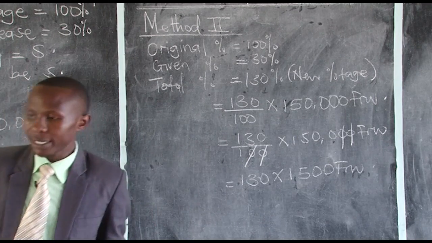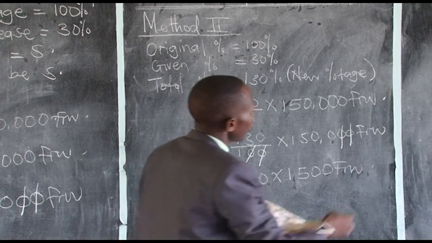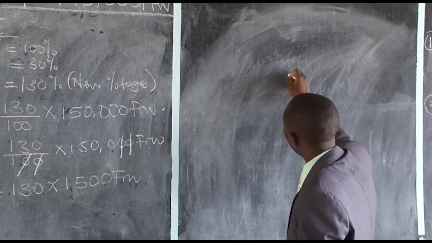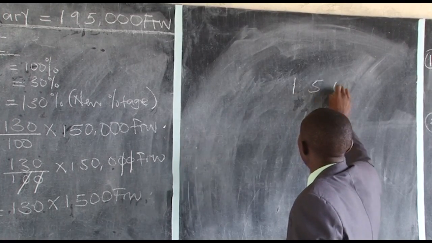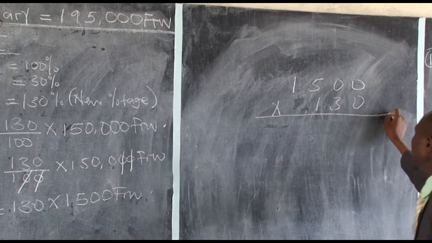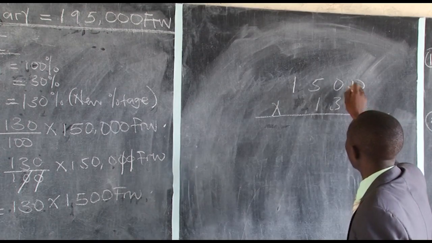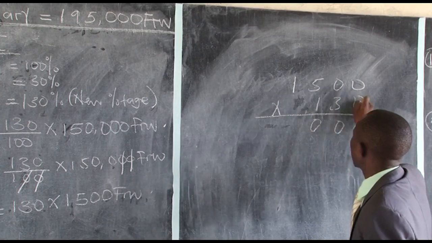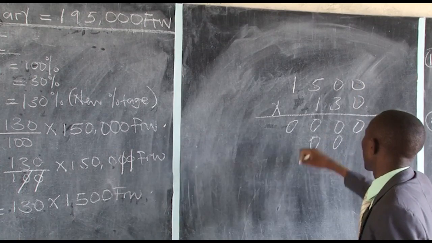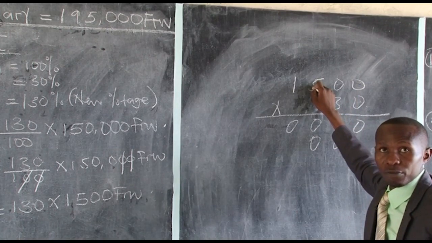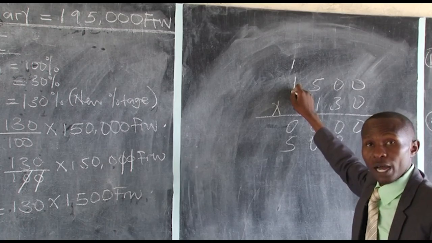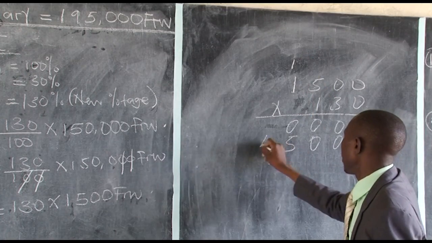I'll go and work out my side work from somewhere else. I'll say rough work or side work. This is not part of this. I'll get my 130, 1,500 times 130. This is 0 times 0, 0. 3 times 0, 0. 3 times 0, 0. 3 times 5, 15. We shall write 5, 1 here. 3 times 1, 3, plus 1. We are adding this one here to make 4.